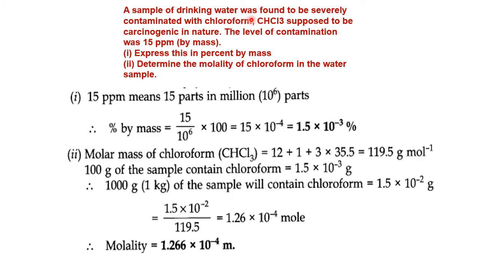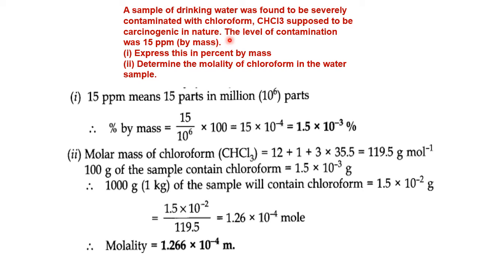A sample of drinking water was found to be severely contaminated with chloroform, supposed to be carcinogenic. Carcinogenic is cancer causing. So that means drinking water should not contain chloroform. Sometimes due to factory waste, drinking water may be contaminated with chloroform, that you have to remove.